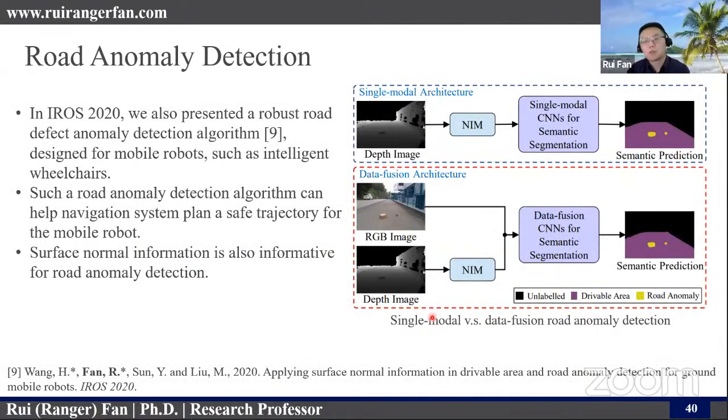So in the last year, we developed a data fusion network to jointly detect road anomaly and the free space. Similarly, we use surface normal to help the road anomaly detection. So it proves that surface normal can also be used to detect road anomalies.